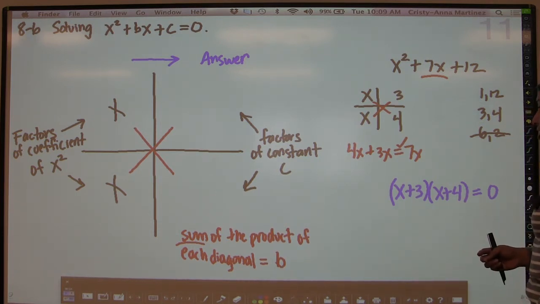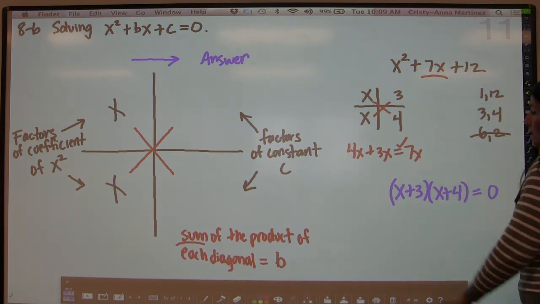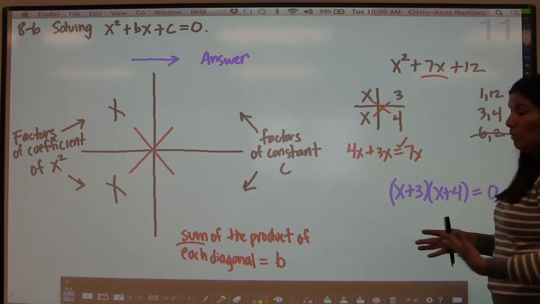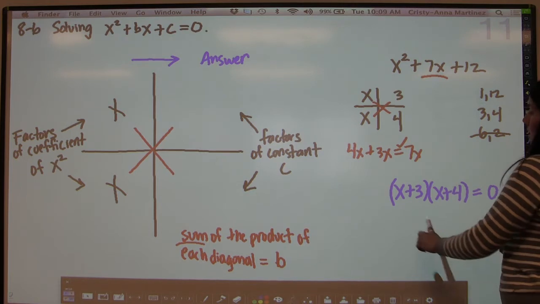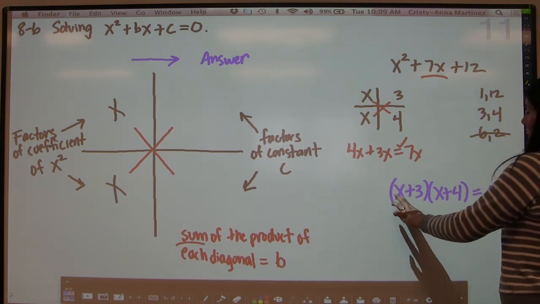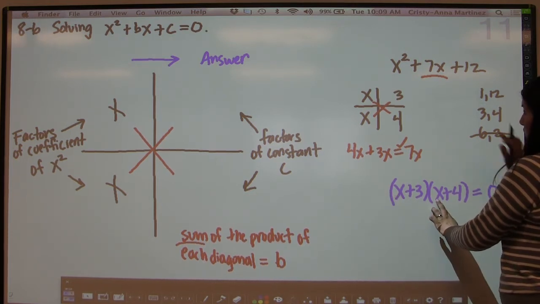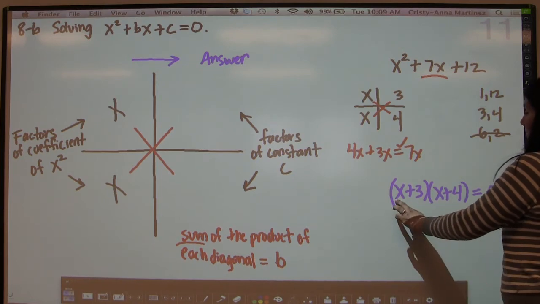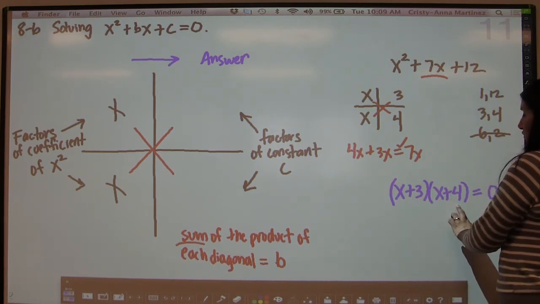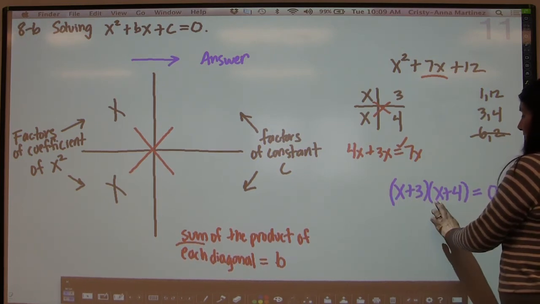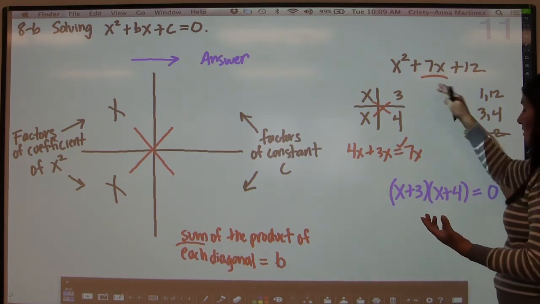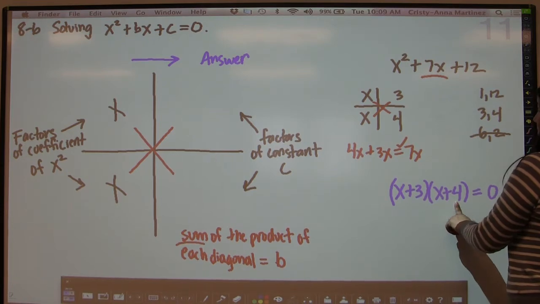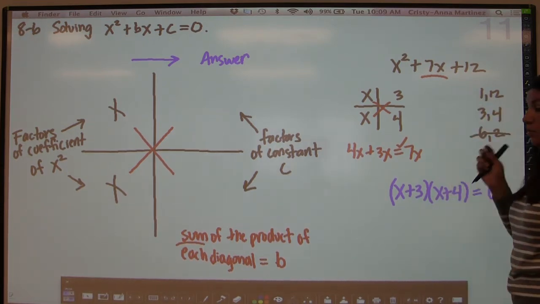And you can check it by doing FOIL if you want. The first time around, you're probably going to want to check it, but once you get really used to it, you'll realize that you won't need to keep checking it anymore. But I'm going to go ahead and check it real quick here. X times x, first times first, is going to give me the x squared. Outside times outside is going to give me 4x. Inside times inside is going to give me 3x, and those are like terms, which will add up to 7x. And then last times last is plus 12. So it in fact works.